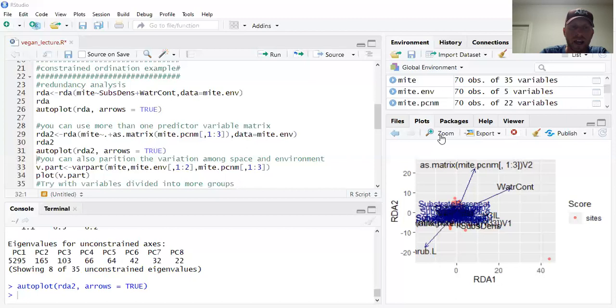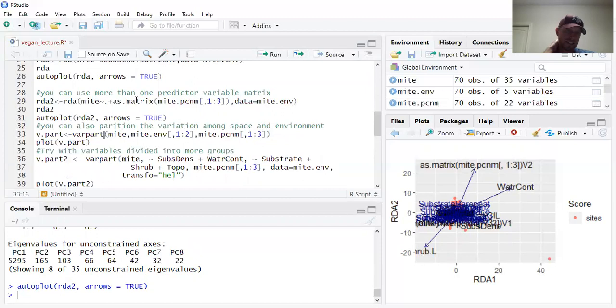Our second RDA here is a gradient between sites that have low shrub density, so this vector is going negative along RDA2, versus those that are clustered together along the second axis of the PCNM. So there may be some spatial autocorrelation happening along that second RDA. But again, water content is pretty important for community structure along the first RDA.